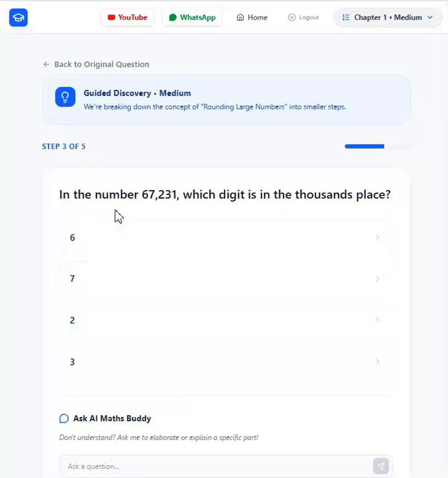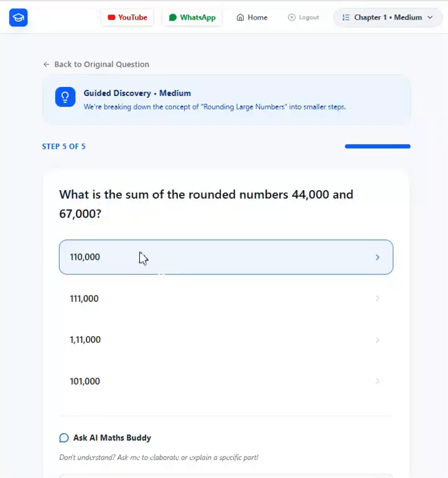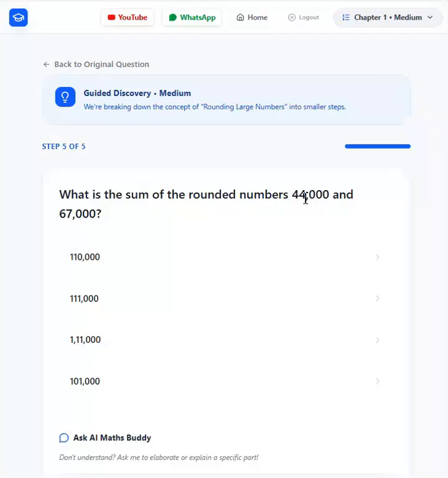Now it does the same thing for the second number, which is 67,231. Again, you know the answer is 7. Again it tests the rounding concept here, and because you have solved it, you choose the right one, which is 67,000. Then it tells you, okay, you have got the rounded numbers 44,000 and 67,000. What is the sum? You can solve it on your own, but say you have solved it and the answer is 1,11,000, and that's how you solve it.